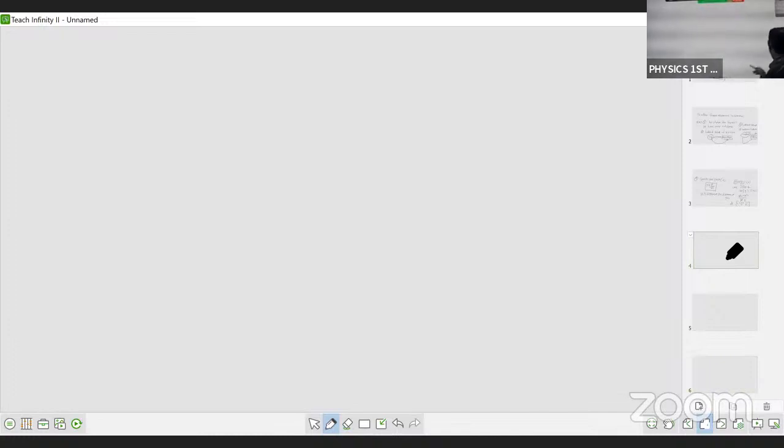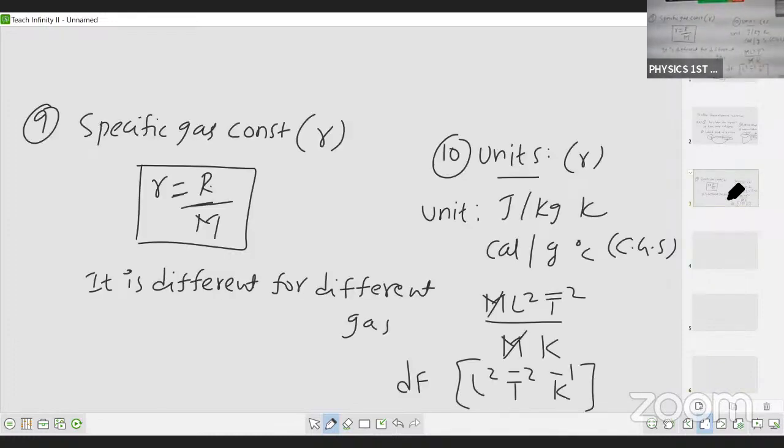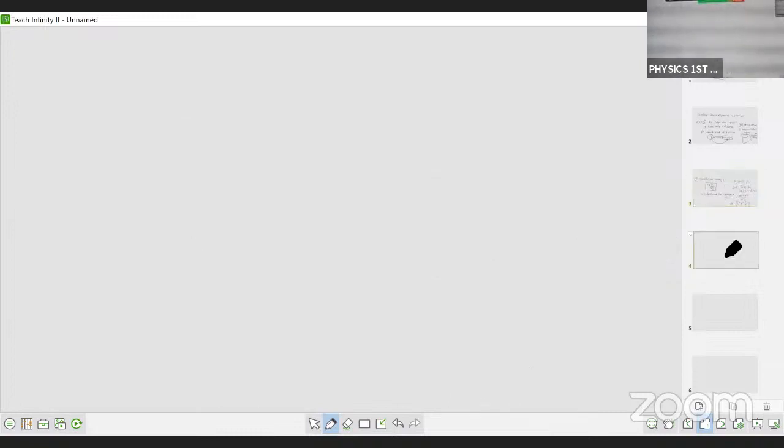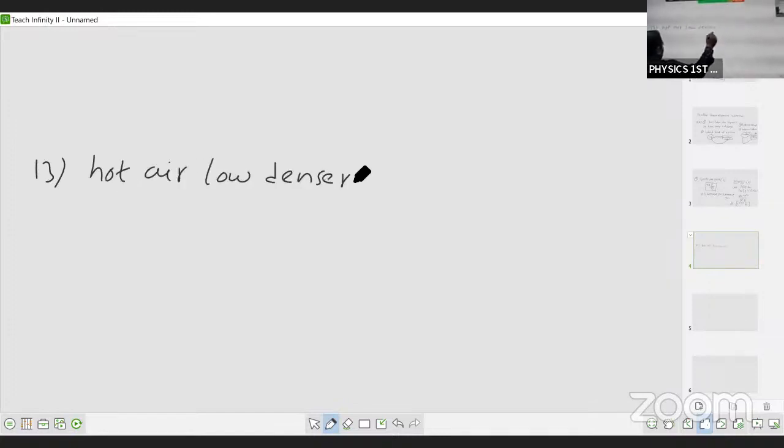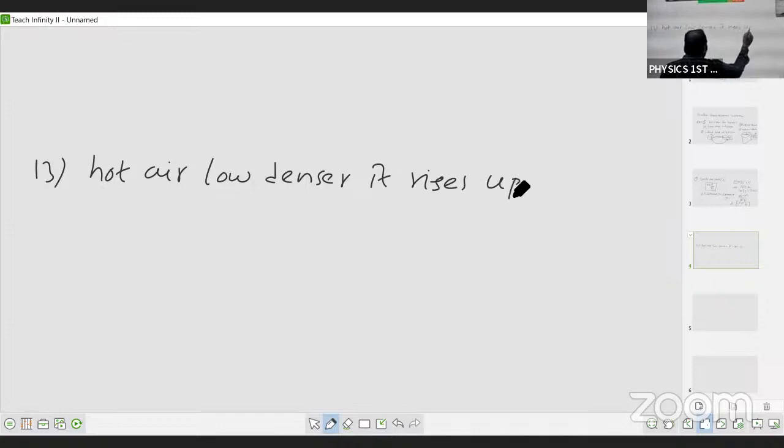Why are ventilators provided in the rooms just below the roof? Hot air is obviously of low density. So we are writing, question number 13: hot air, being of low density, rises up due to convection.